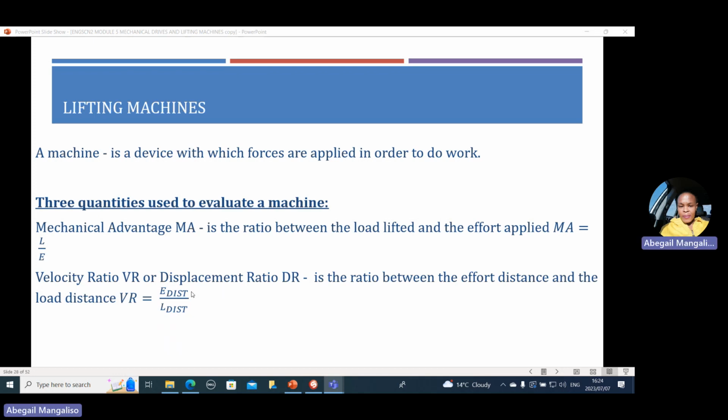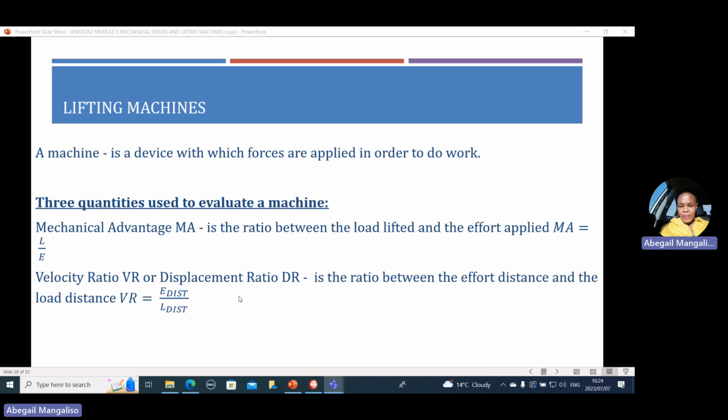This distance of an effort divided by the distance of a load must be of the same units. You can keep both in millimeter, both in centimeter, both in meter. For as long as they are both of the same units, you get the same answer. Then we'll have no SI unit because it's a ratio.